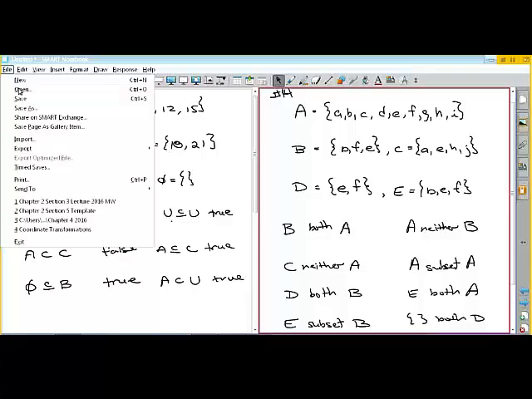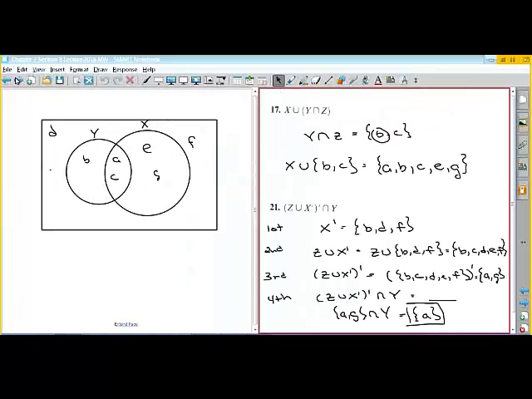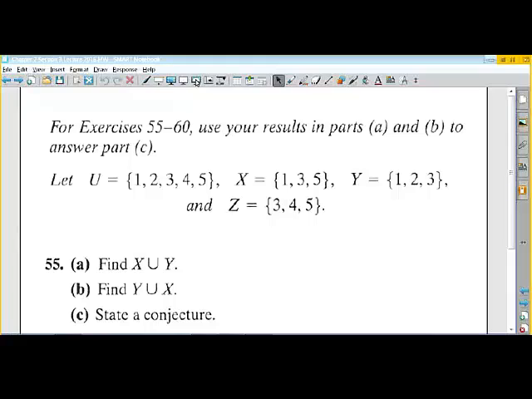Okay, so we're on section 3. We're going to finish that today. So we were talking about set operations. The last thing we were looking at was this problem.